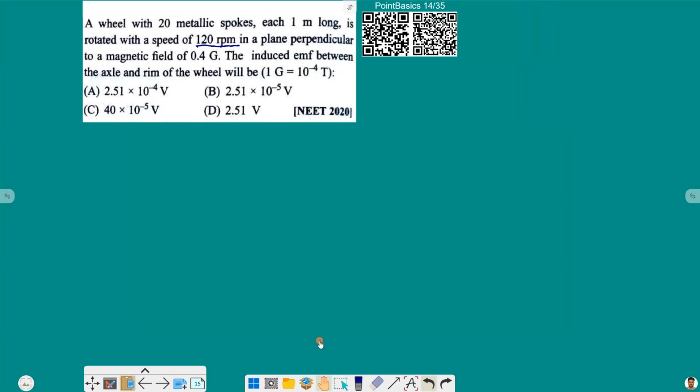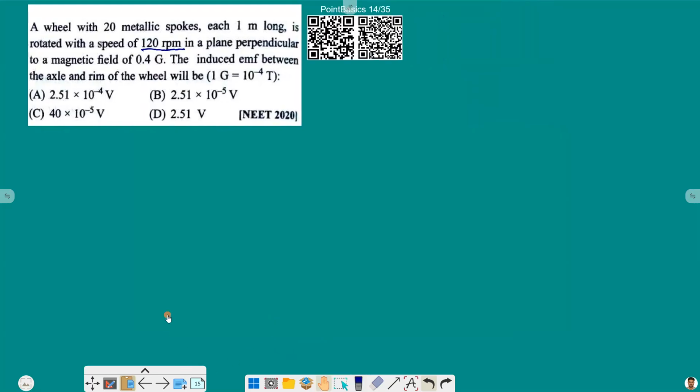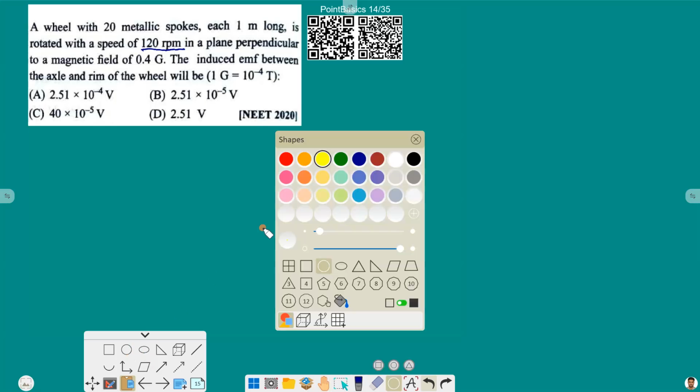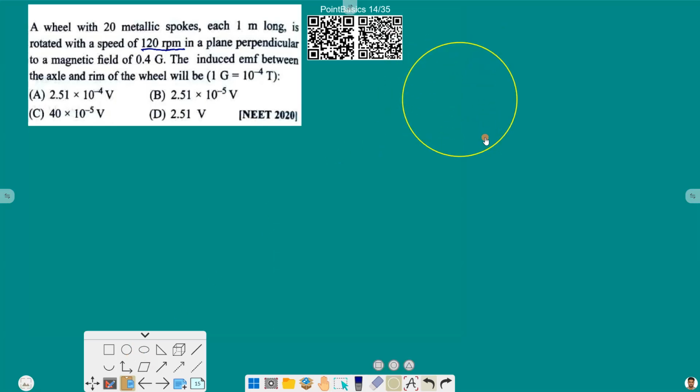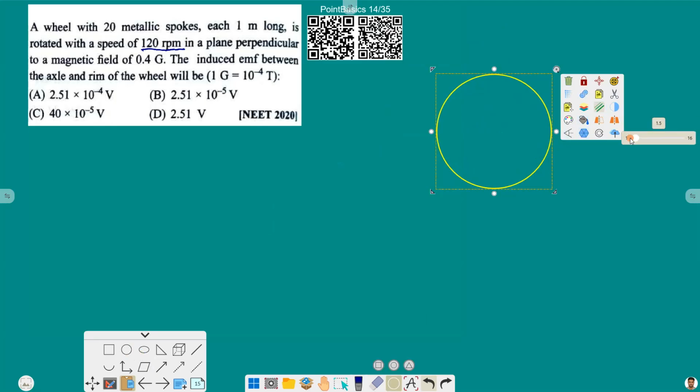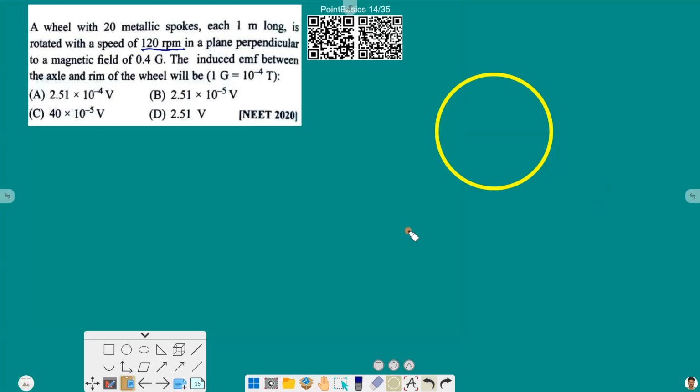So we have to find the induced EMF, and we have a circular structure here. It must look something like this, and we have 20 metallic spokes here. Suppose this is one spoke, and as it is rotated, we have similar ones, 20 of them. As it rotates, there will be an induced EMF in it, and due to that it will act as a source of potential.